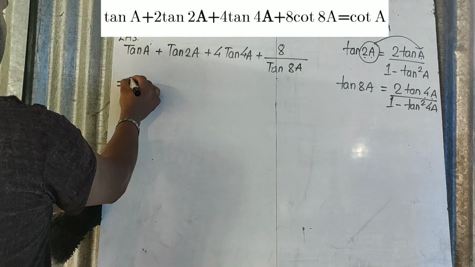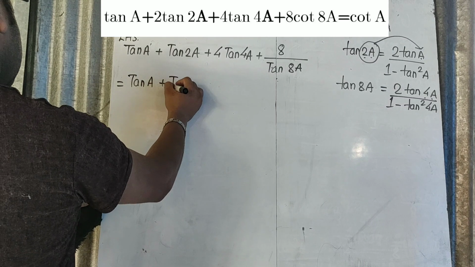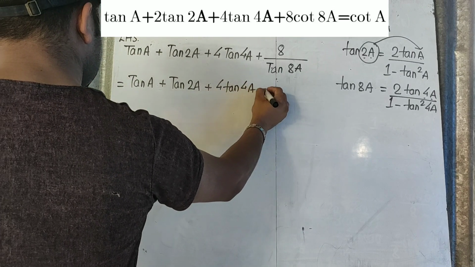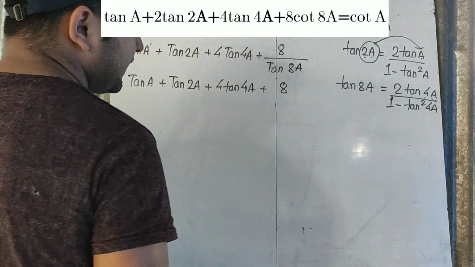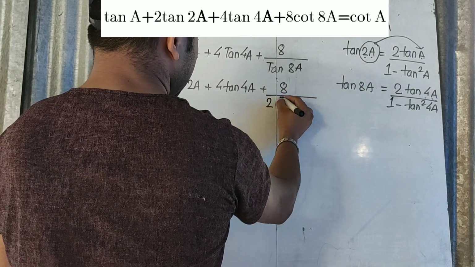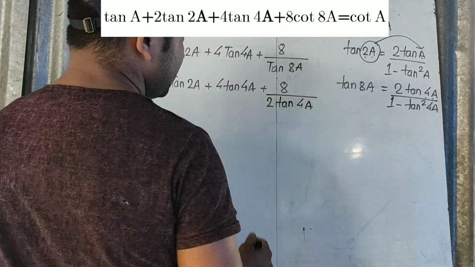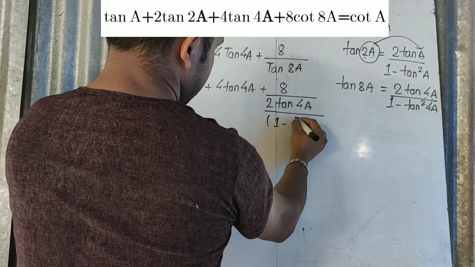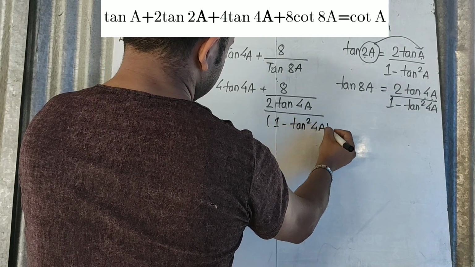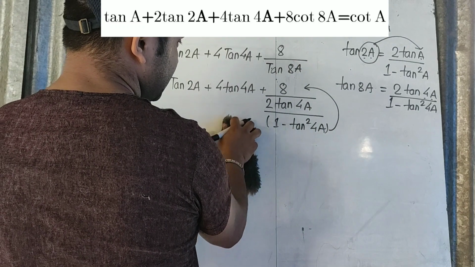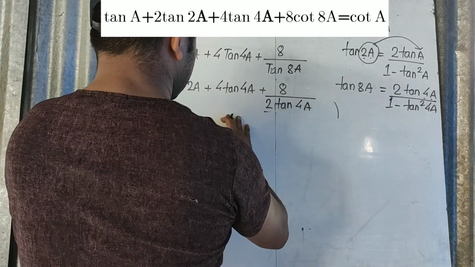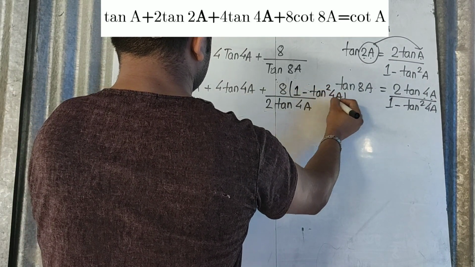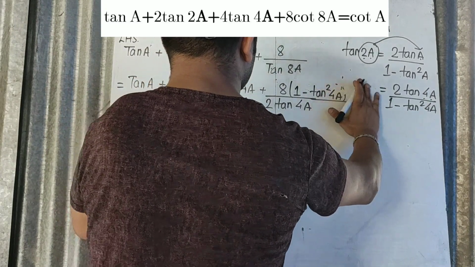So let us do the same thing. Now tan 8a is 2 tan 4a. Actually we have to write this 1 minus tan square 4a down, but if you take the reciprocal of it, this goes up here. So we are going to write it directly up there by doing a reciprocal. So it comes to be 1 minus tan square 4a. So you have this thing here.